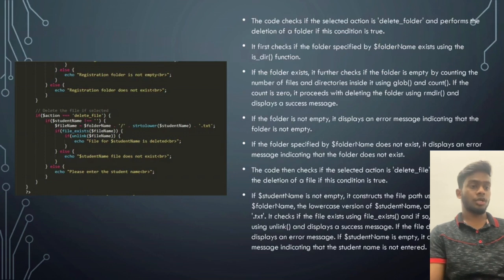If student name is not empty, it constructs the file path using folder name, the lowercase version of student name, and the extension txt. It checks if the file exists using file exists, and if so, it deletes the file using unlink and displays a success message. If the file does not exist, it displays an error message. If student name is empty, it displays an error message indicating that the student name is not entered.